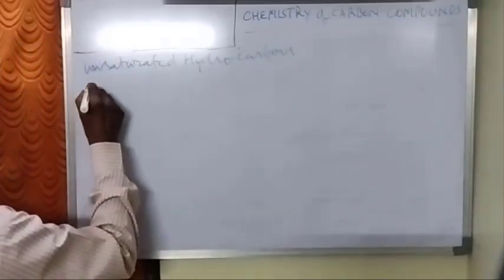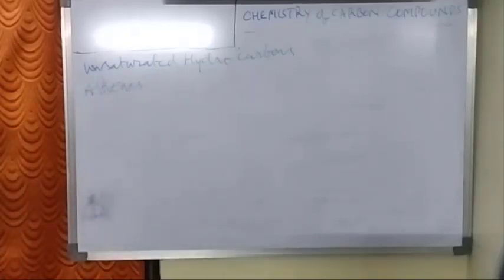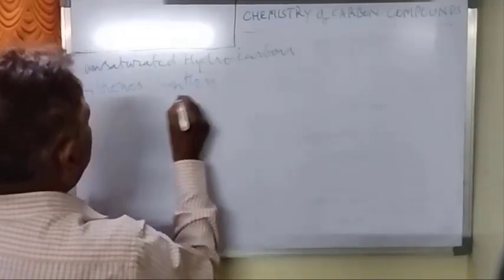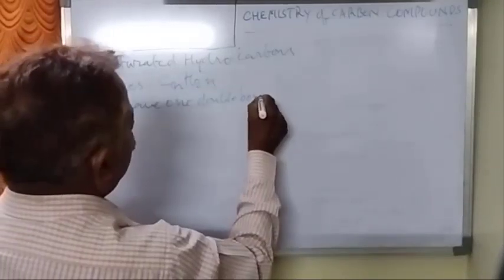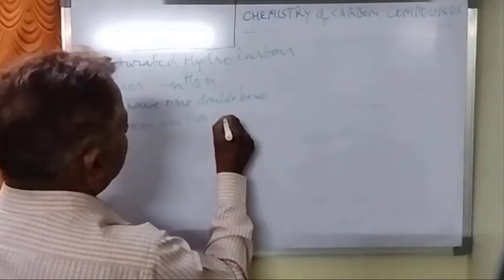Unsaturated hydrocarbons are alkenes and alkynes. First of all, let us see alkenes. Alkenes have the general formula CnH2n. They have one double bond between any two carbon atoms.